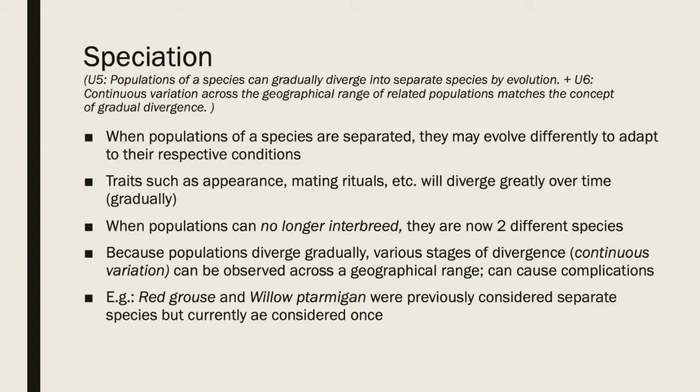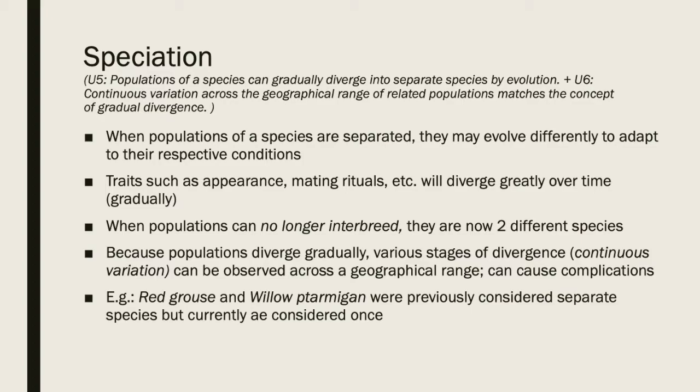When populations of a species are separated, whether geographically or through other forms, which you'll find out in the later units, they may evolve differently to adapt to their respective conditions and environmental needs. Because of different selective pressures in each of their unique environments, they will adapt, whether that's through the things that I mentioned before, like their structures and anatomy, but also their appearance, mating rituals, etc., will change and will diverge greatly over time, or gradually. This term is important: populations diverge gradually.